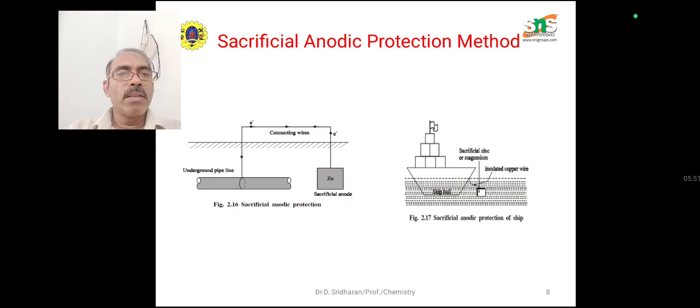Here the diagram clearly explains the cathodic part and the anodic part. The first one is a pipeline. Buried pipelines behave as the cathodic part, and here zinc is used as the anodic part. Similarly, for the ship hull we also use this kind of approach. We place zinc metal or carbon-like materials.